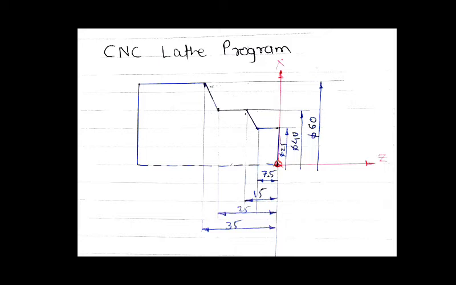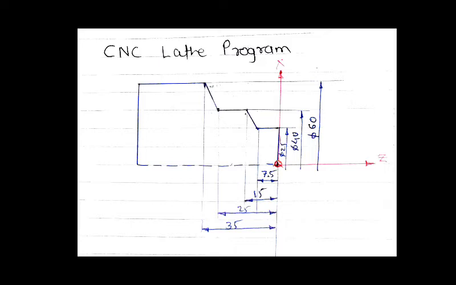The information is conveyed to the CNC machine through a set of instructions arranged in a desired sequence, called a program. So now let us see today's program. As I already said, here the program is regarding turning.